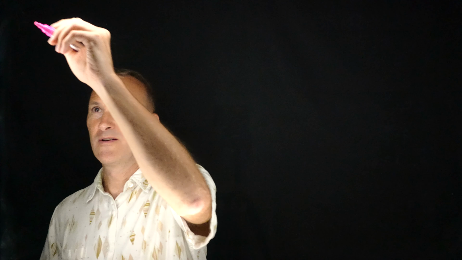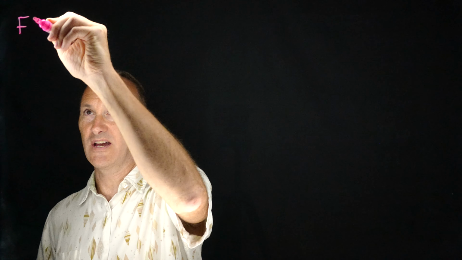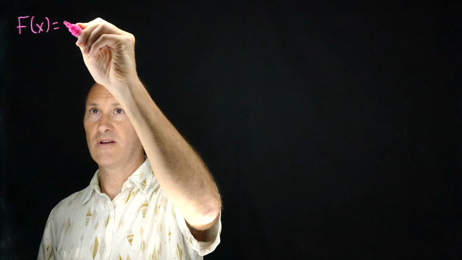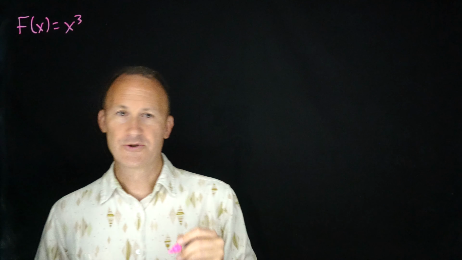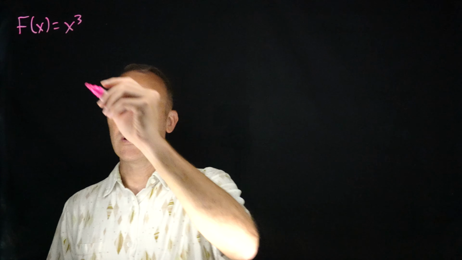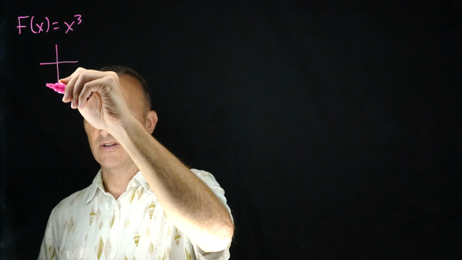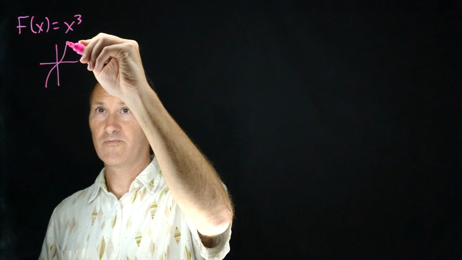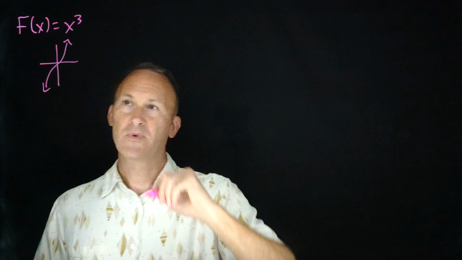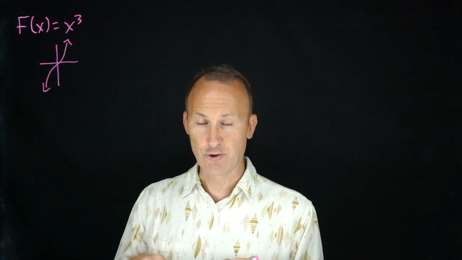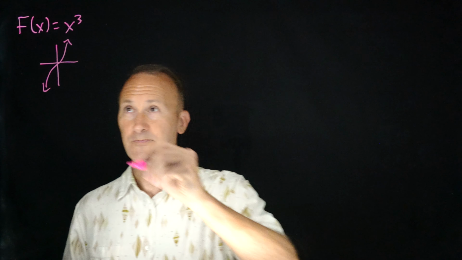Consider the graph f of x equals x cubed. Now, you should know what this looks like. This is the classic cubic function. It goes something like this. Okay, now what we're going to do, we're going to take the derivative and set it equal to 0.